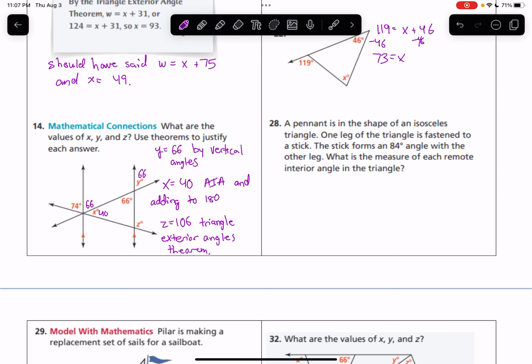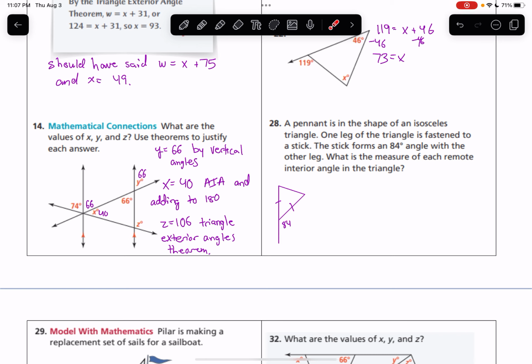All right, we've got our stick. We've got our 84-degree angle coming up here. And we have our isosceles triangle, like that. Here is the 84-degree angle. And if we're looking for the measure of each remote interior angle, we're looking at this angle and this angle. There we go. So this angle and this angle are the same because we have an isosceles triangle.